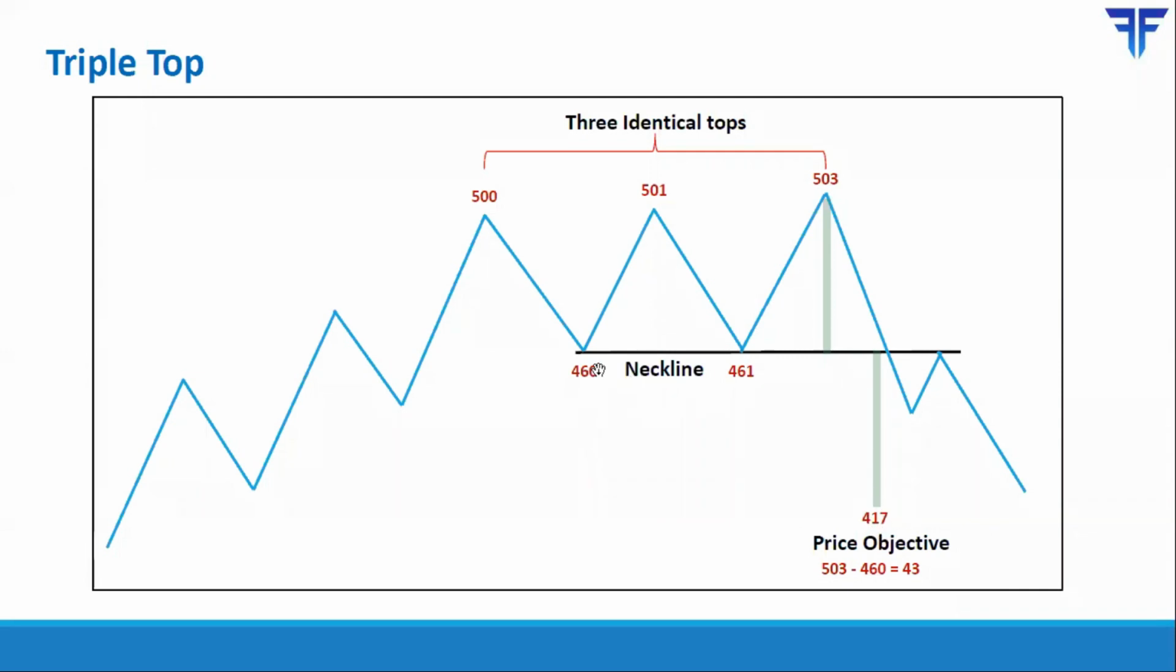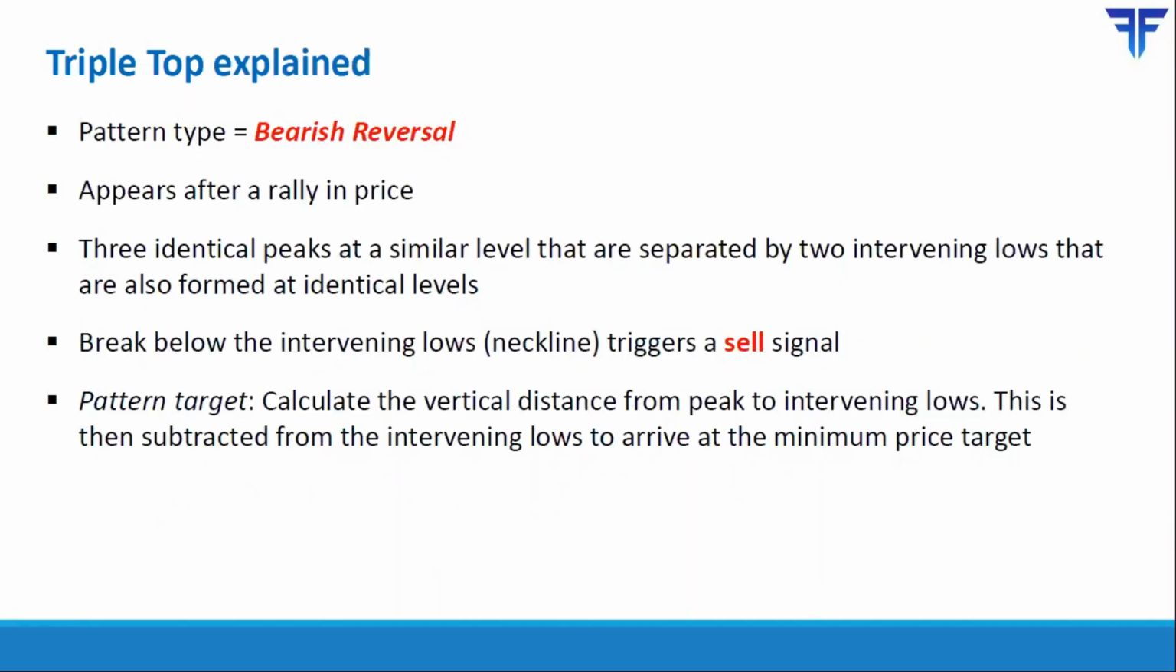So the breakdown, that is the sell signal, was generated at somewhere around 460, and the minimum price objective of the pattern is 417. If the trade plays out as expected, you could either exit your trade at 417, or you could even decide to keep lower targets. That depends on your risk to reward ratio. So yeah, a triple top is a bearish reversal pattern that appears after a rally in price. You have three peaks at essentially the same level, and those three peaks are separated by two intervening lows.